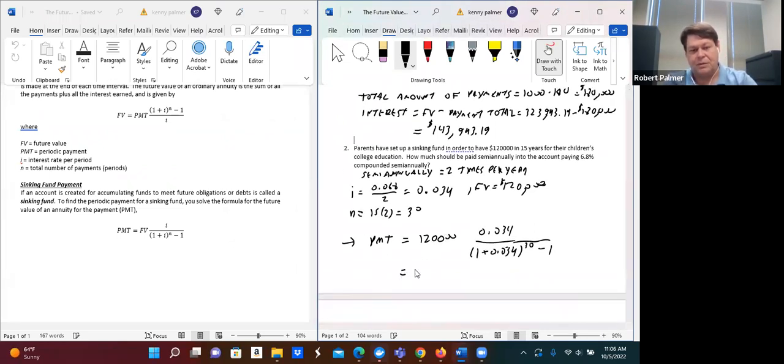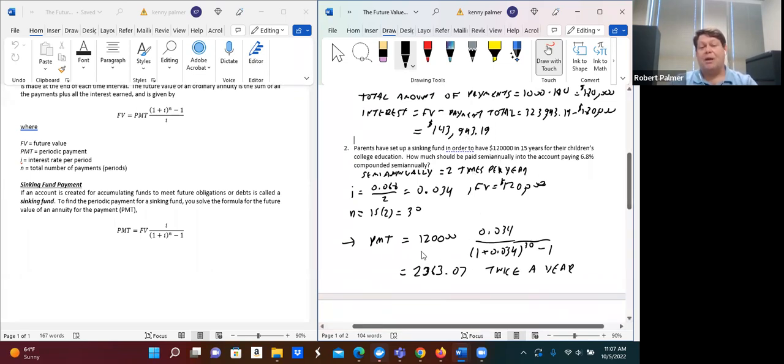So this then is going to be, as it says, $2,363.07 twice a year. Semi-annually means twice a year. So they're paying that twice a year, and at those rates, at the end of 15 years, you'd have $120,000. Now, once again, like we did in the first example, you can also figure out the amount of interest generated from that, and then compare.